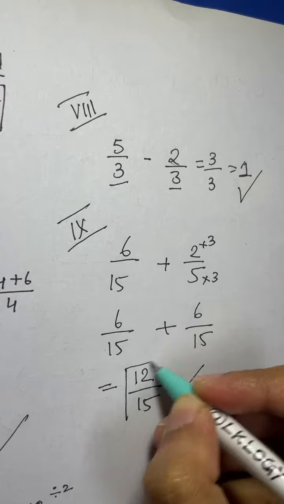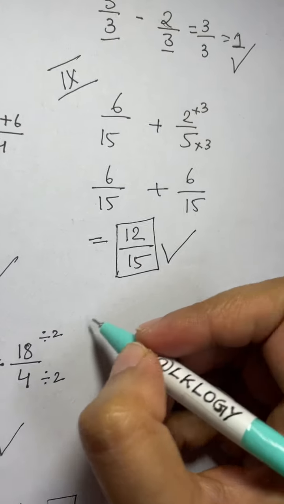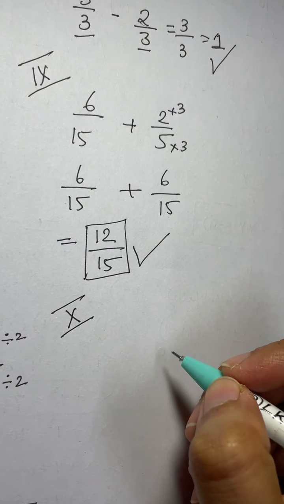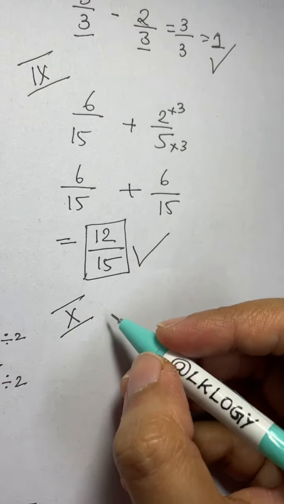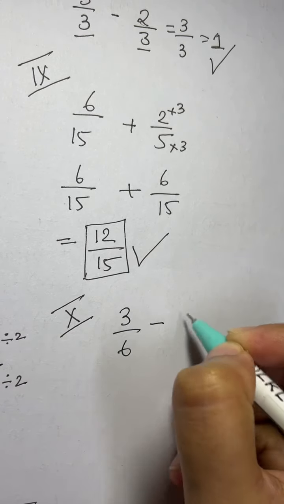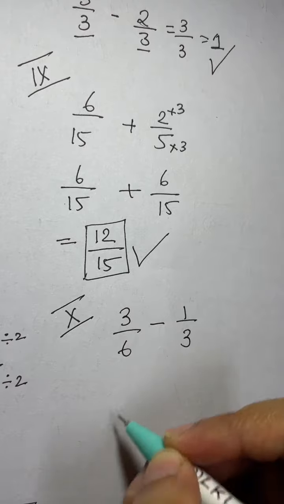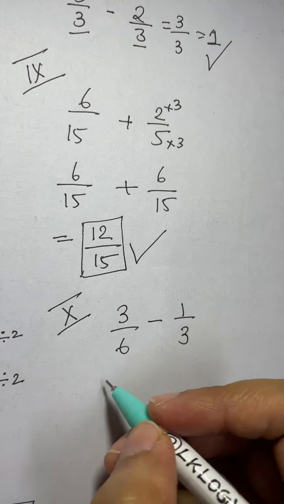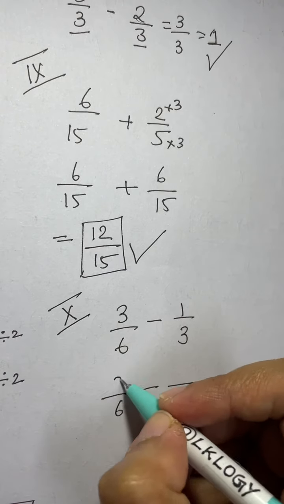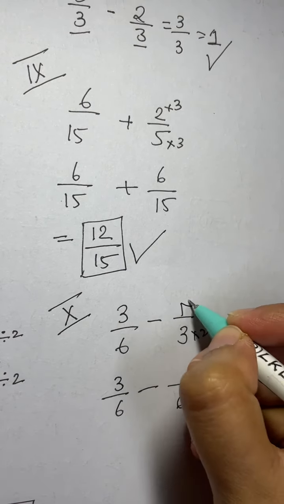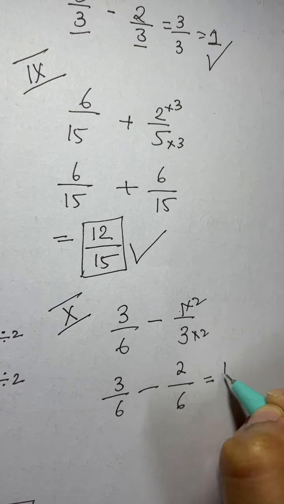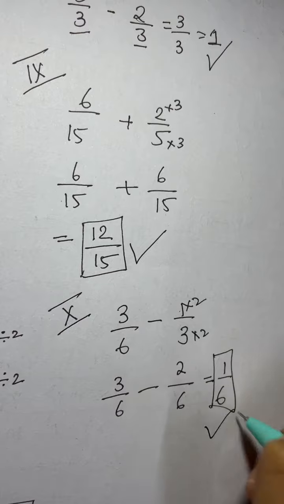Done. Okay, question number 10. So you have a whole lot of questions, huh? And you are learning so many fractions here. Okay, 3/6 minus 1/3. Different denominators, so take out the LCM. What's the LCM? 6 and 6. So 3 remains 3. Here you multiply by 2, and 1 times 2 is 2. So you have 3 minus 2 is 1/6, and you're done.